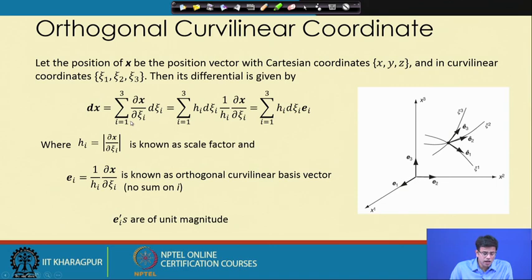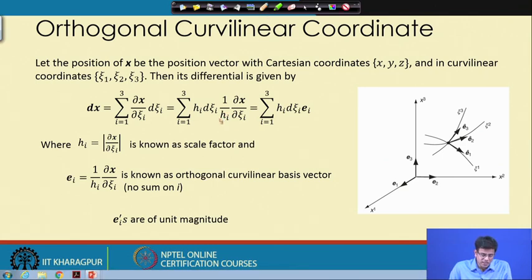So, this has to be the summation over i equals 1 to 3, and if you now expand it, I just multiply by a term h_i and divide by h_i here, and then I define h_i as the norm of del x by del xi_i, which is known as the scale factor of a curvilinear coordinate system.